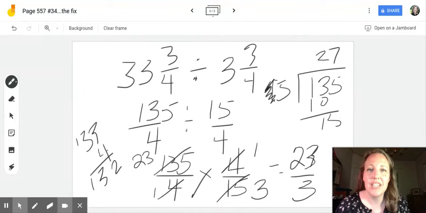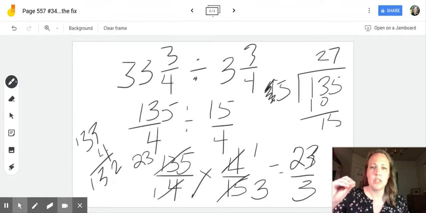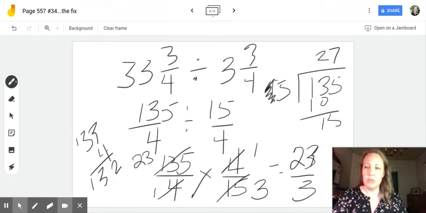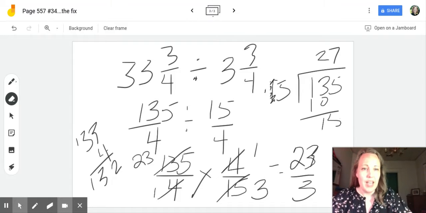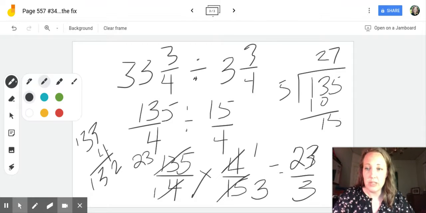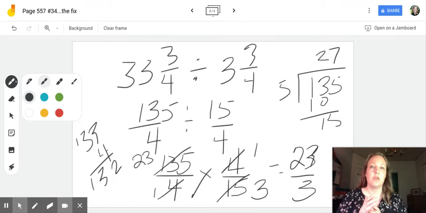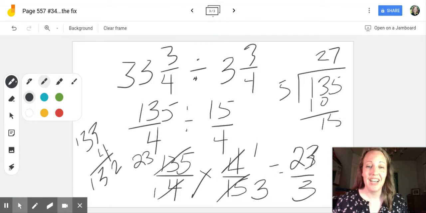Hey, it's Mrs. Golding, back with number 34 on page 557. We've already discovered the answer because we worked this problem out in a different way, but this was my work. This was me trying to solve this problem, and I'm totally embracing my errors because we learn from our mistakes probably more than we do from the things that we get right. Did you figure out what I did wrong? I totally found it after I looked for a second.